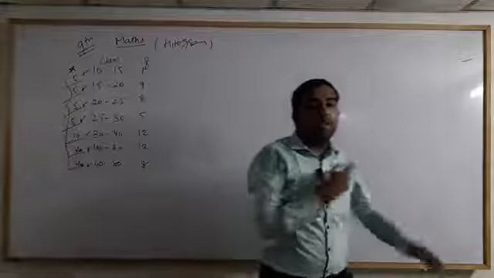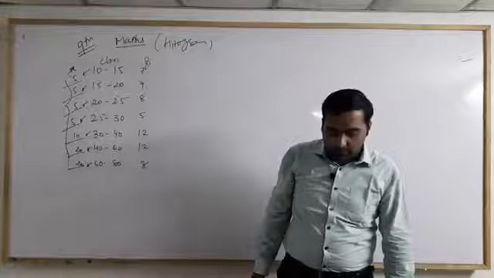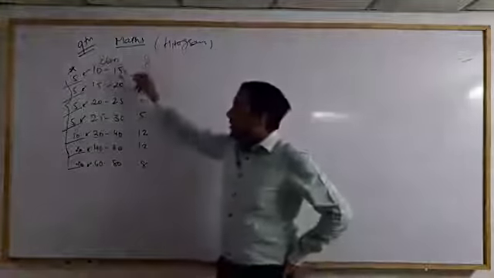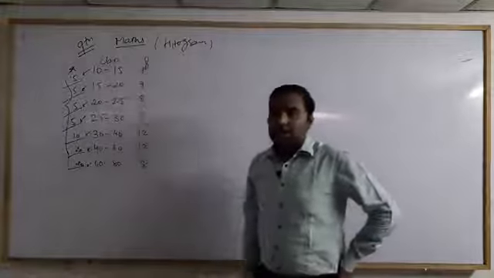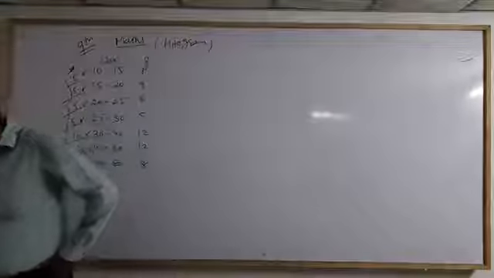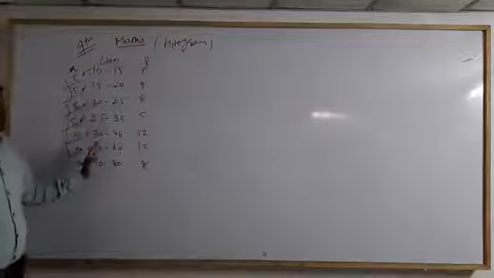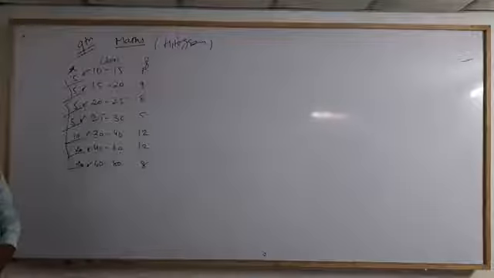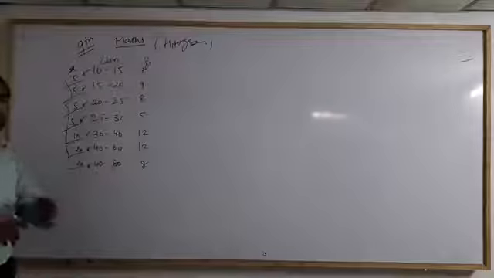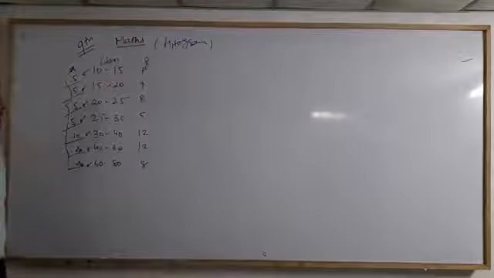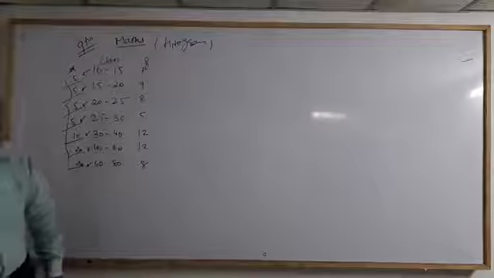In the previous question we saw that the class intervals were all the same. Then how do we represent these classes in a histogram? First of all, we have to convert these into continuous classes.